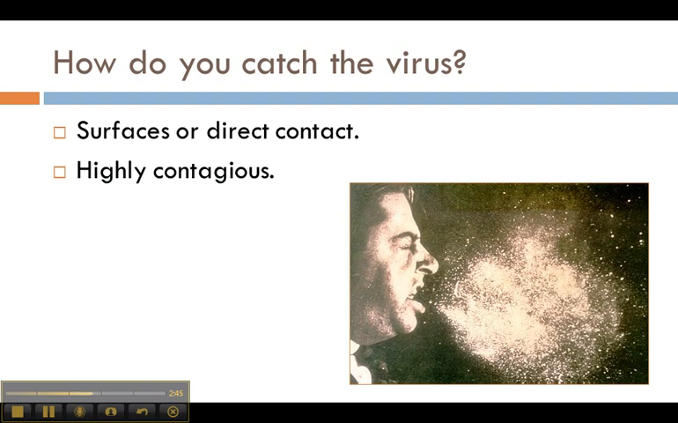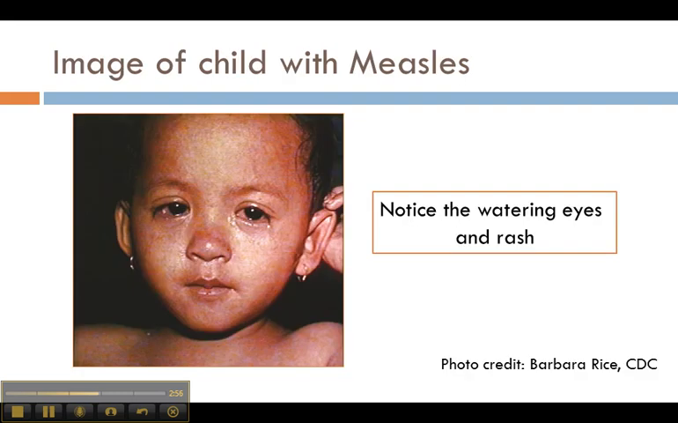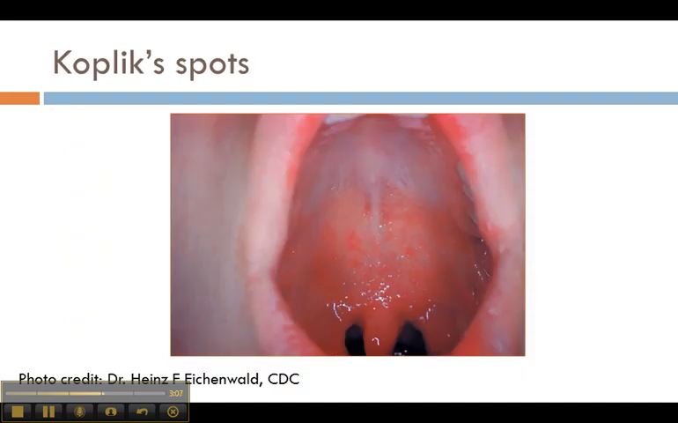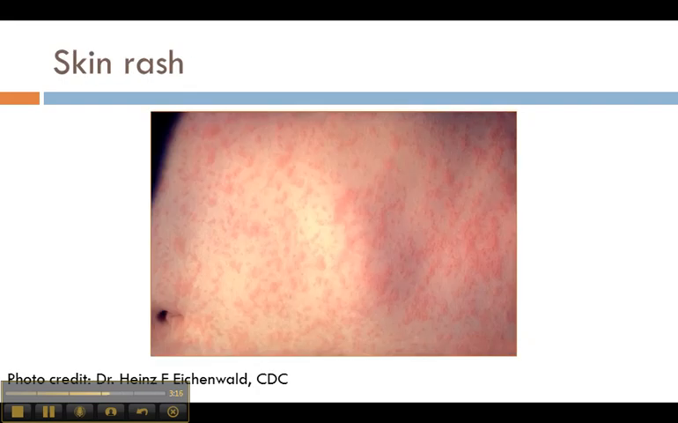How do you catch the virus? Measles viruses are highly contagious. Achoo! Symptoms that we can see for people infected with measles include red, irritated eyes, Koplik spots, which are white spots in the mouth, and the rash.